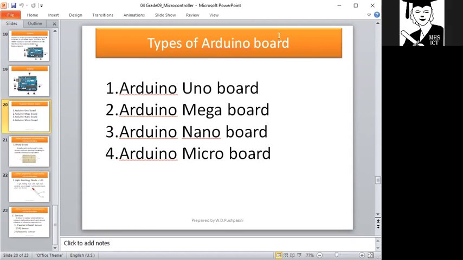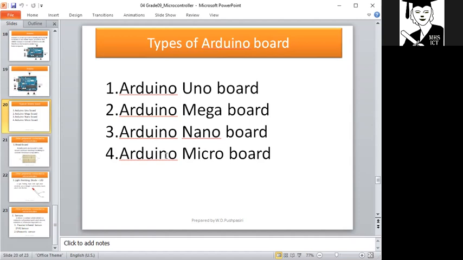Right, okay. Now, there are 4 types of Arduino board. One is Uno, the other one is Mega, Nano, Micro. I have seen most of the students are using the Arduino Uno board, right? I don't know why they are using it, but anyhow, this is there. And these type of things we can do.